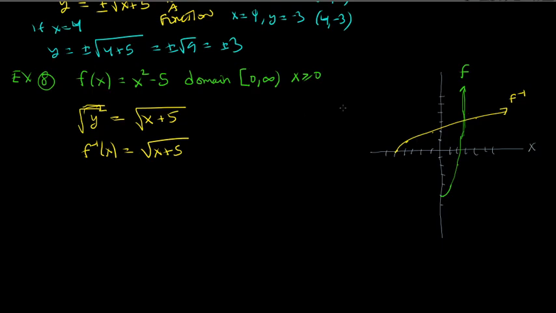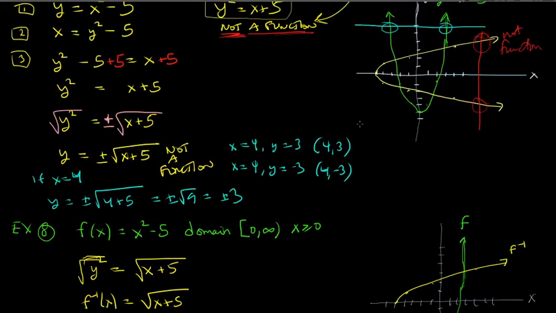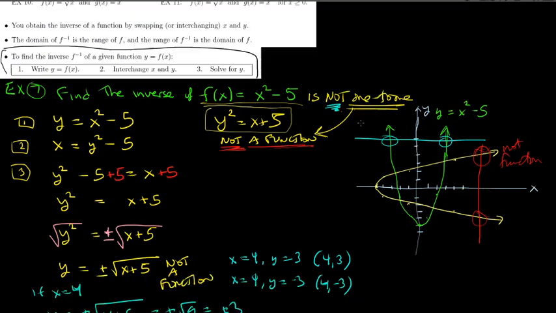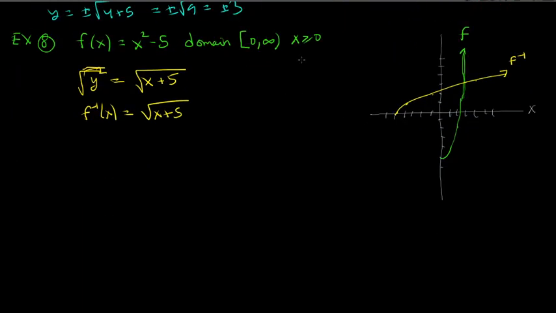In fact, I probably should have mentioned this already, but what happens when you talk about the domain and range? Remember, the domain are the x values and the range are the y values. So let's look at the original function f. Let's find the domain and the range. Well, the domain I gave you. The domain is all x values greater than or equal to 0. So from 0 to infinity.